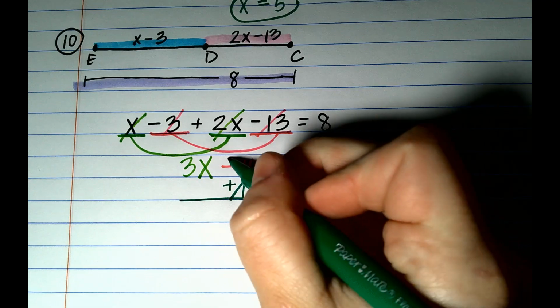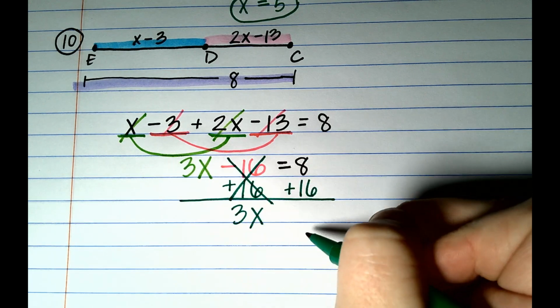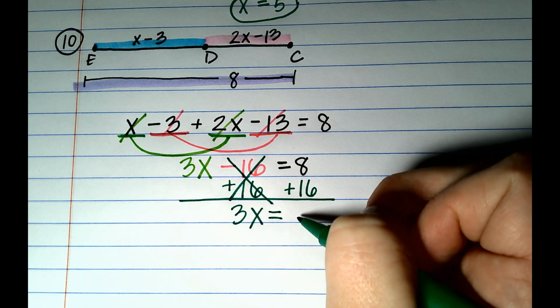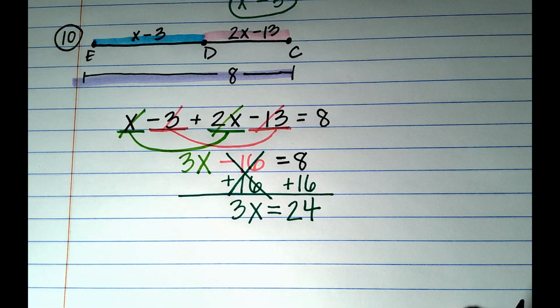16's cancel, so then it's 3x equals 24. Yes, 16's cancel. We break down our 3x equals 8 plus 16, which is 24. That's where I kept getting stuck. I kept getting the answer 24. I didn't combine my 2x and my x.